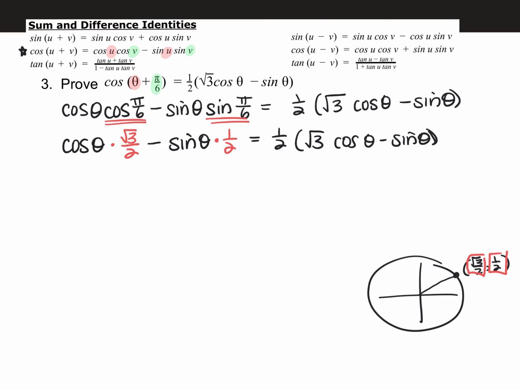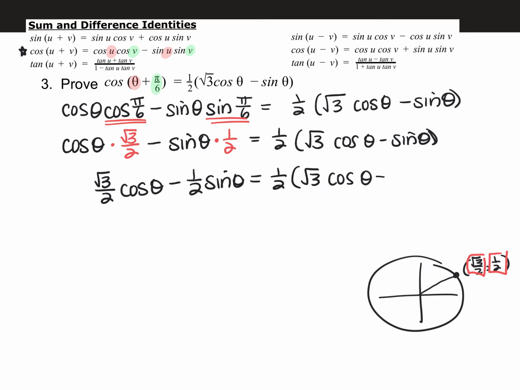All right. Now, if you would like to kind of clean this up a little bit, typically you're going to see your coefficient written in front, right? So we would really write this as radical 3 over 2 times the cosine of theta minus 1/2 times the sine of theta. And then I hope that you're starting to sort of put together what's happening here.